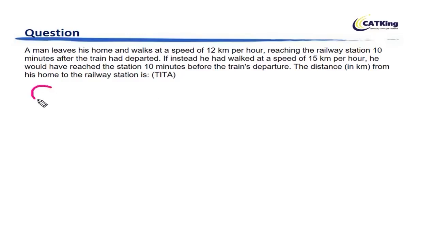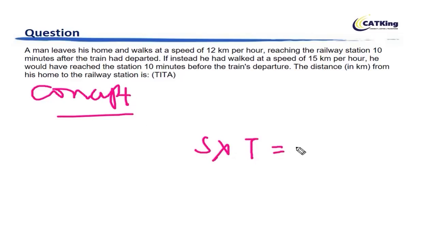So let's try and understand the concept. Okay. So what's the concept here? The concept is very simple. Speed into time is equal to distance. The distance is a constant. The person moving from his home to station, the distance is a constant. So if he will increase the speed, the time will reduce naturally.